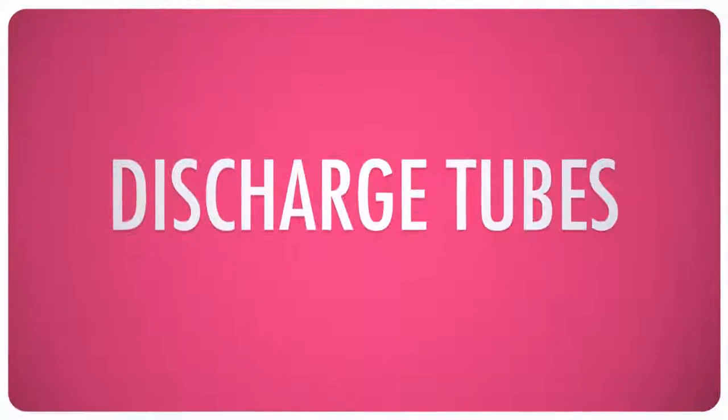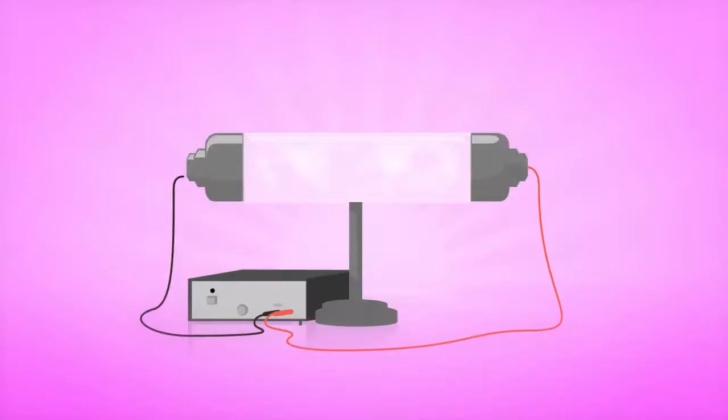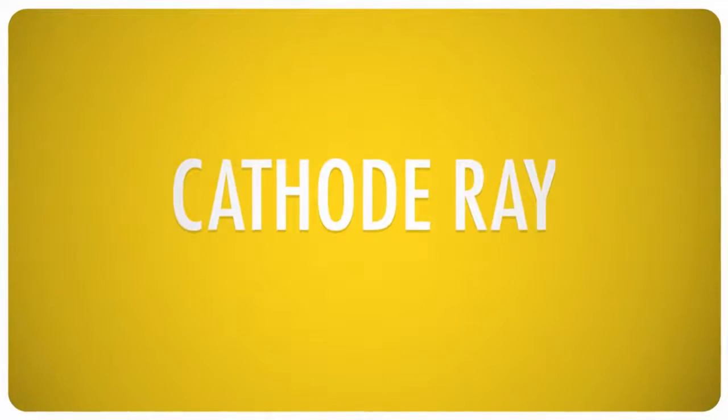In the 1870s, scientists began probing what stuff was made of using discharge tubes, basically gas-filled tubes with electrodes at each end, which emit light when an electrical current passes through them. It's basically what a neon light is. Because this light was originally produced by a negative electrode, or a cathode, it was called a cathode ray, and it had a negative charge.